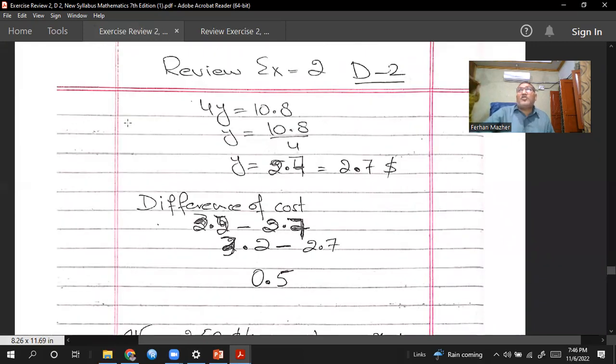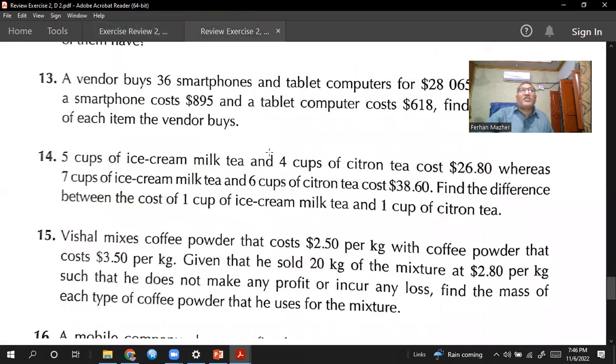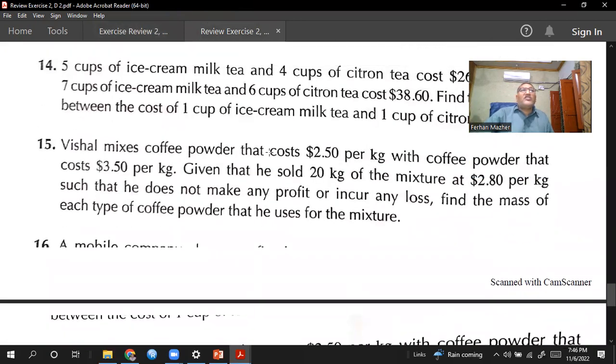And this is my second portion of that question, and this is how this question is done. You can pause the video and take your time with this question. So now we are going to the next question.